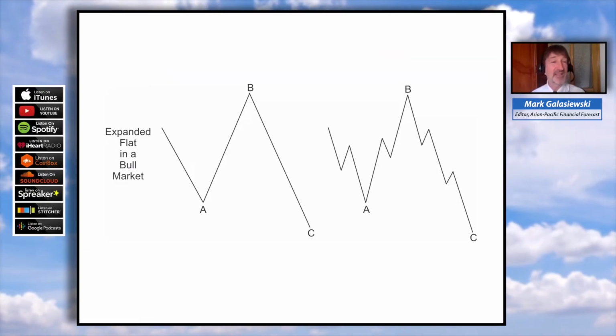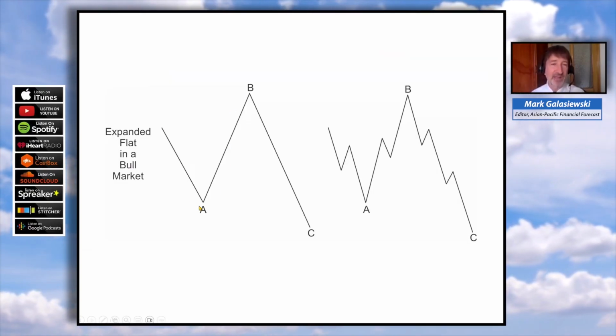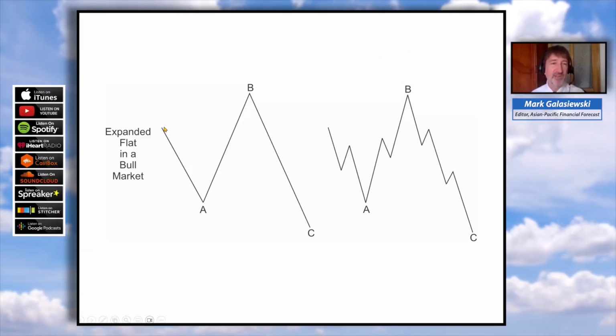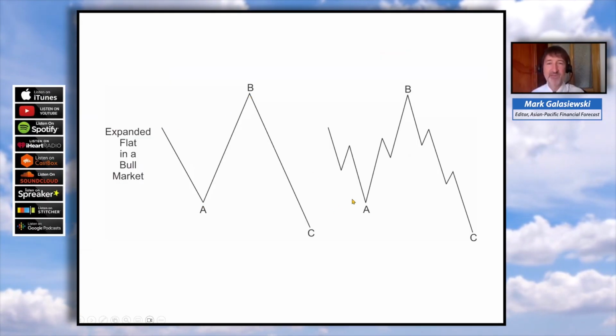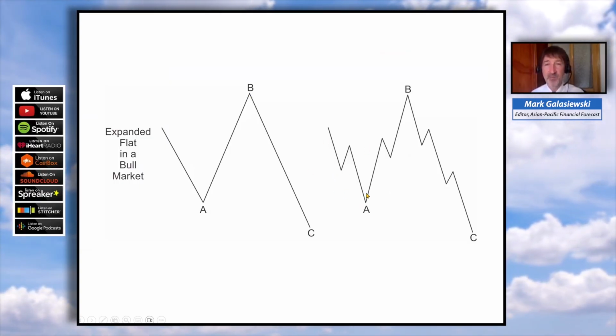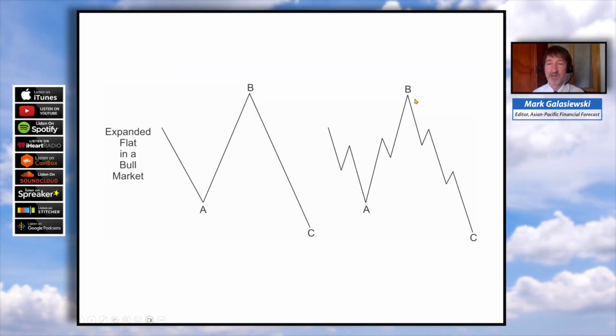Right. This pattern is called an expanded flat. It's a three-wave decline labeled ABC, where wave B rises to a new high above the start of wave A until it finally crashes down in wave C. And for the technicians in the audience, wave A needs to be three waves, wave B three waves, and wave C needs to be five waves, in this case, five waves down. 1, 2, 3, 4, 5.